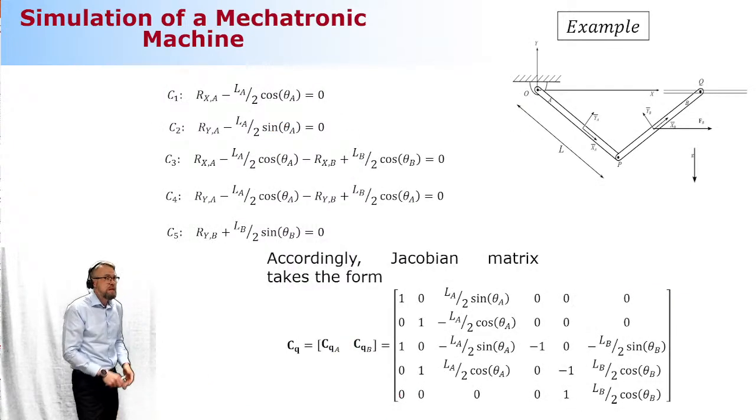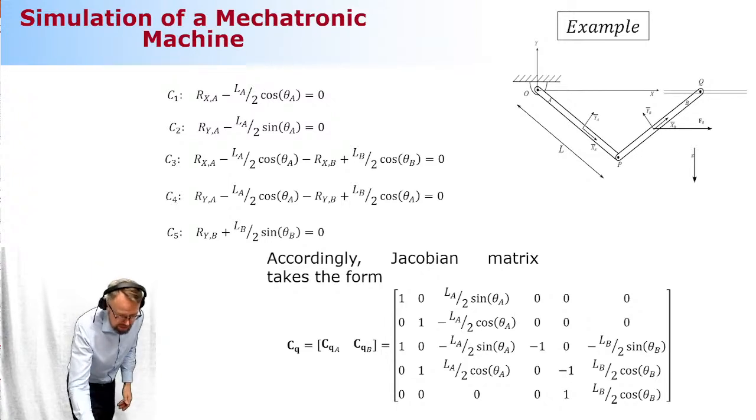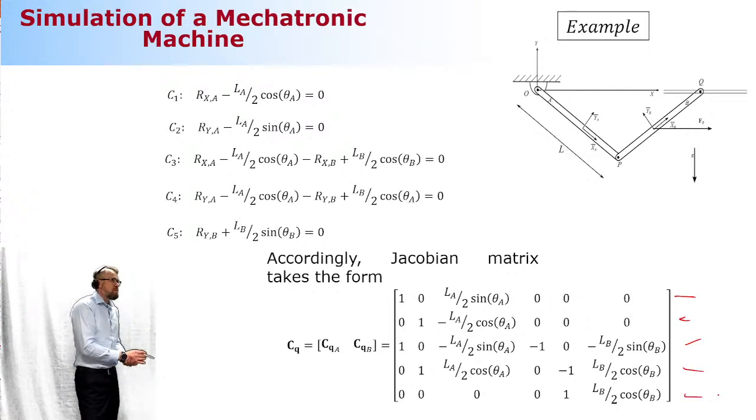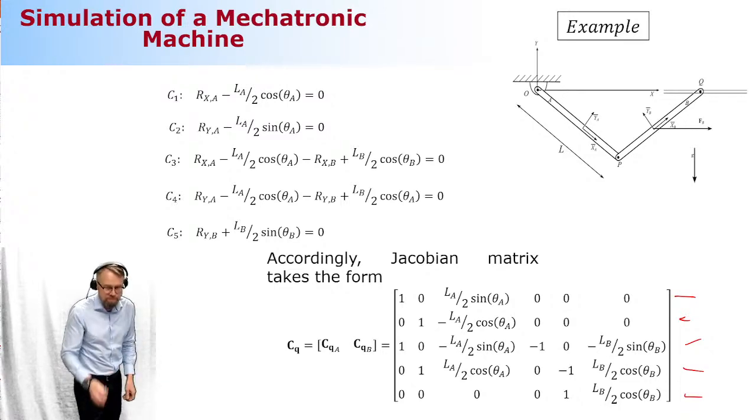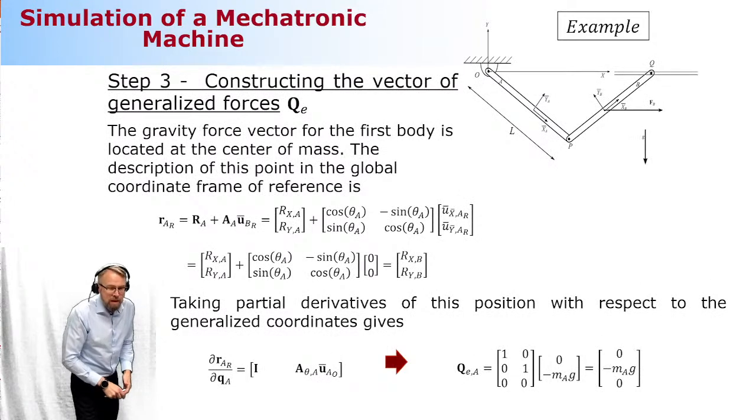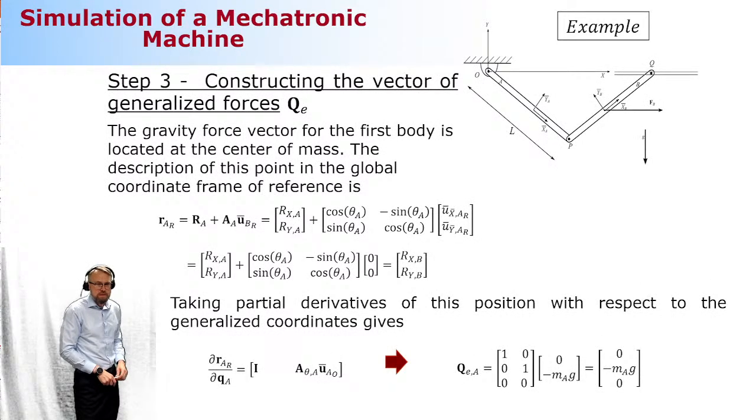And then you differentiate those with respect to your generalized coordinates. You will get the Jacobian matrix that consists of 5 rows and 6 columns: 5 rows because of the 5 constraint equations, and 6 columns because of the 6 generalized coordinates. Very good. All right, then the vector of generalized forces.